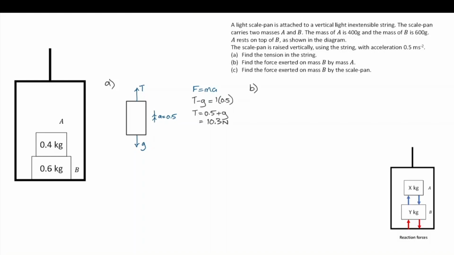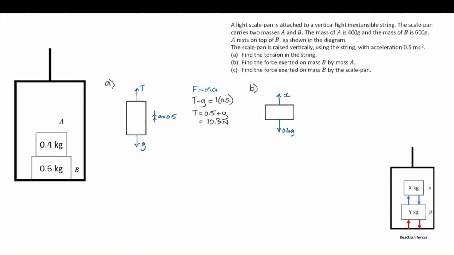In part B, we've been asked to find the force exerted on mass B by mass A. So I'm going to pick mass A for my model and think about all of the forces at play. We know that it has its own weight. That's going to be 0.4 g. And there is going to be a resistive force. The resistive force is going to be the force exerted on A by B. It's not exactly what the question has asked for, but we know that these two are going to be the same. The force exerted on B by A matches the force exerted on A by B. This unknown force we'll label as X.